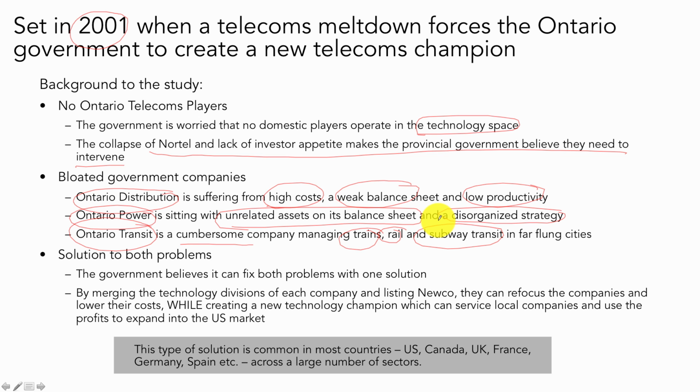So one problem is no technology companies. The other one is the current state-owned enterprises are very inefficient. The government has come up with what it thinks is a solution to fix both problems. It's going to take the IT divisions of each of these companies, it's going to ring fence them, and it's going to merge them to create a new company called Newco, which is going to list on the NASDAQ. Okay, my writing isn't exactly beautiful. And on the TSX, the Toronto Stock Exchange, right?